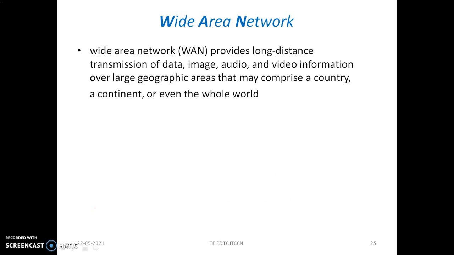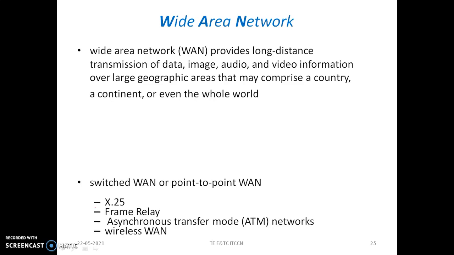Now, wide area network. A wide area network provides long distance transmission of data in the form of images, text data, numbers. Data may be in the form of audio information, video information, and these are transferred and shared over large geographical areas that may comprise a country, continent, even the world, global. So these are the examples of a WAN.